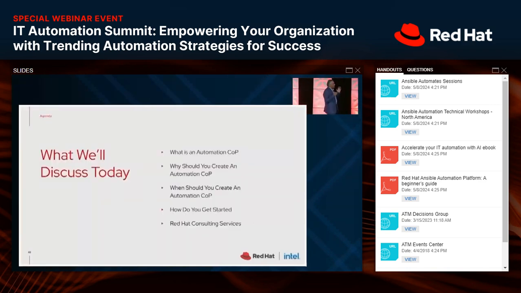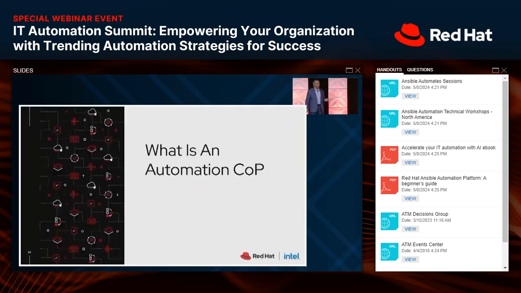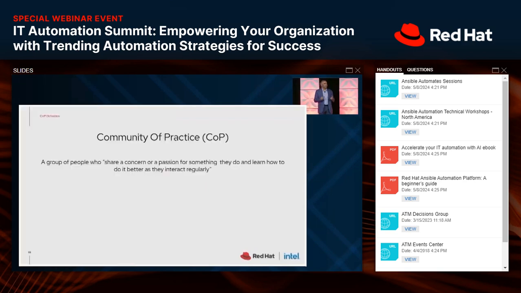So what we're talking about today is the what, why, when, and how of a community of practice. Let's start with what is a community of practice and what is particularly an automation community of practice. So I'll try to read this definition of a community. This is based on the dictionary. A group of people who share a concern or passion for something they do and learn how to do it better as they interact regularly. This is from the dictionary, so let that sink in.